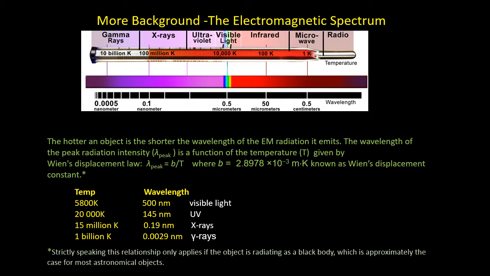Let's go up to 15 million K, so those are temperatures in the core of the sun. Then the object is hot enough to be peaking in the X-rays. And at 1 billion K, which I'll talk about later in this talk, we're really talking about temperatures in the early part of the universe. The peak radiation is emitted in the gamma ray region of the spectrum.